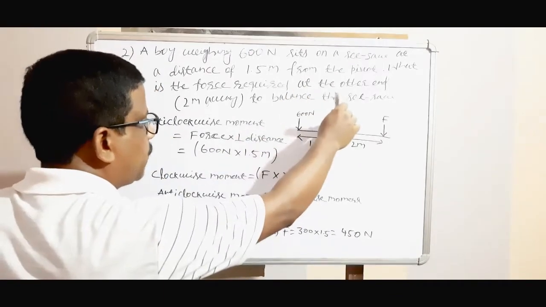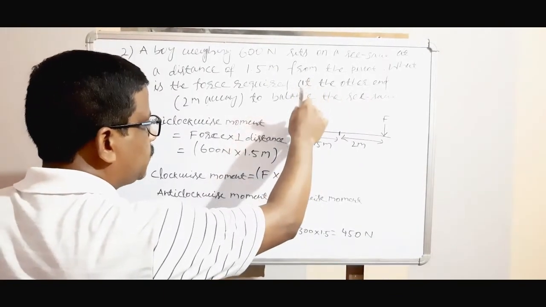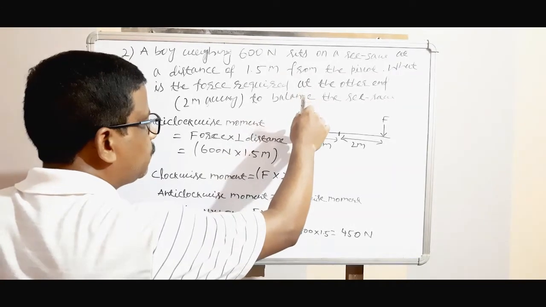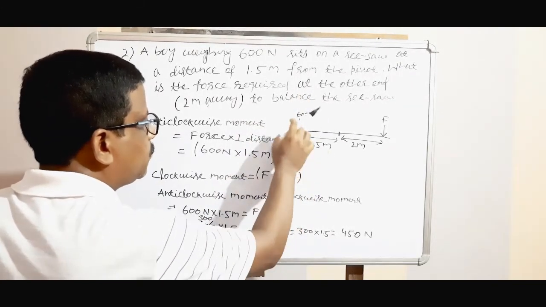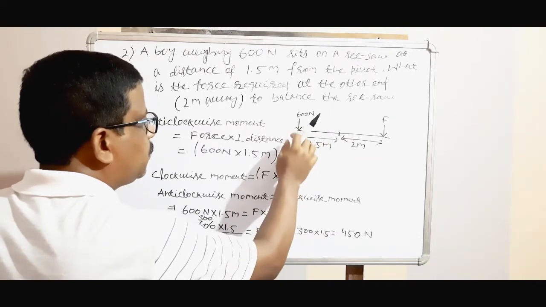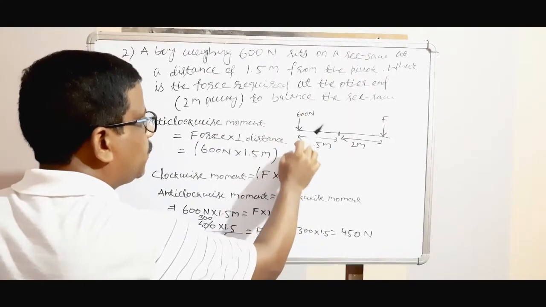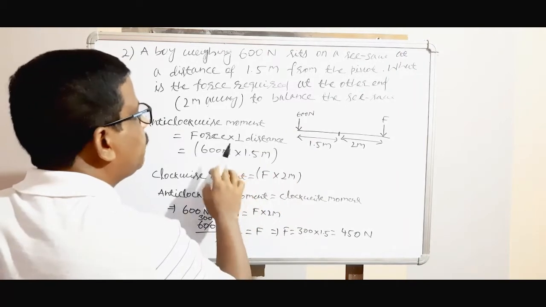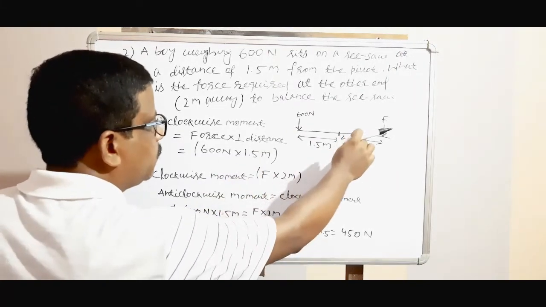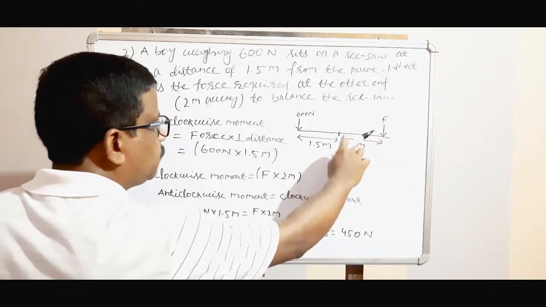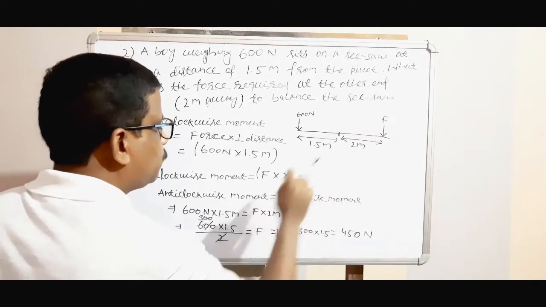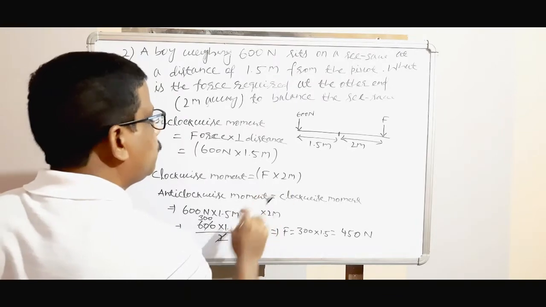Force, this is the pivoted point. Here the force is applied by one person or one boy at a distance of 1.5 meter from the pivoted point. So the moment of force is equal to force into perpendicular distance, 600 into 1.5, written. Then the moment of force in clockwise direction, force into perpendicular distance, F into 2 meter.